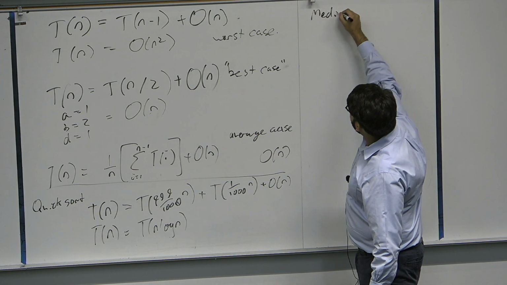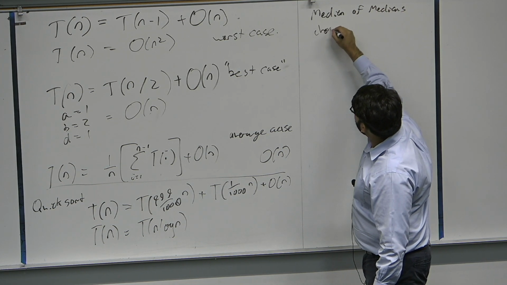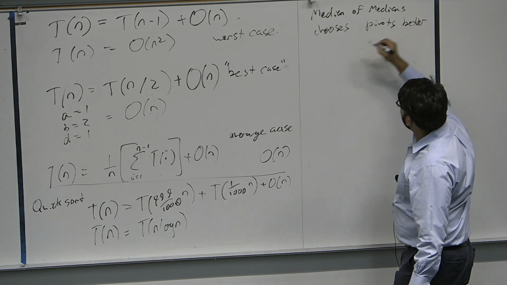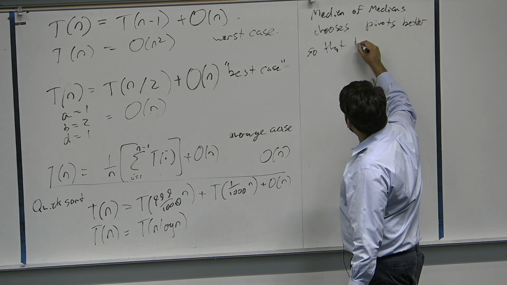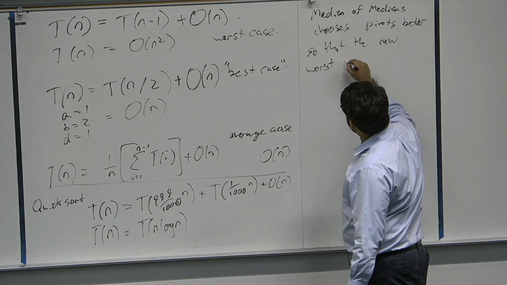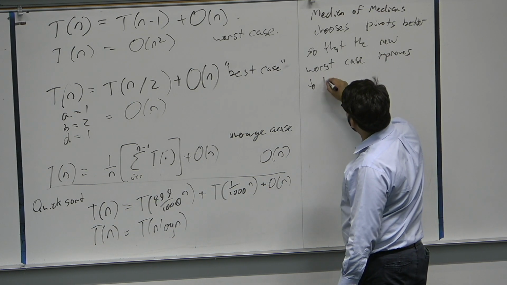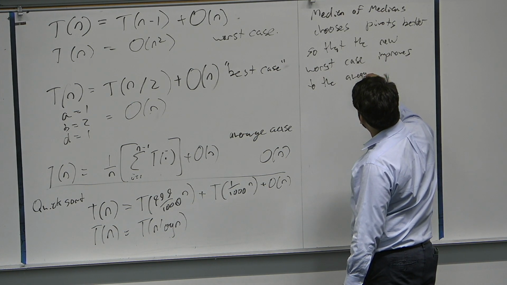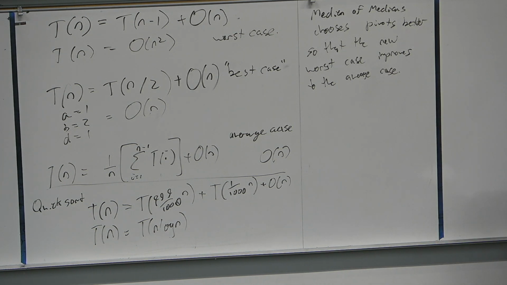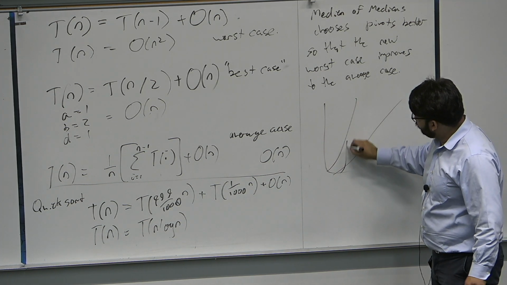Median of medians chooses pivots better so that the new worst case improves to the average case. That's really all median of medians is, right? And again, recall you have something that looks like this, that's n squared, that's n log n, let's say, whoop, whoop.